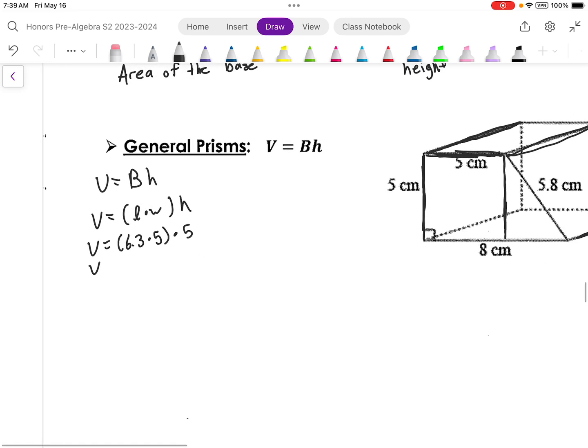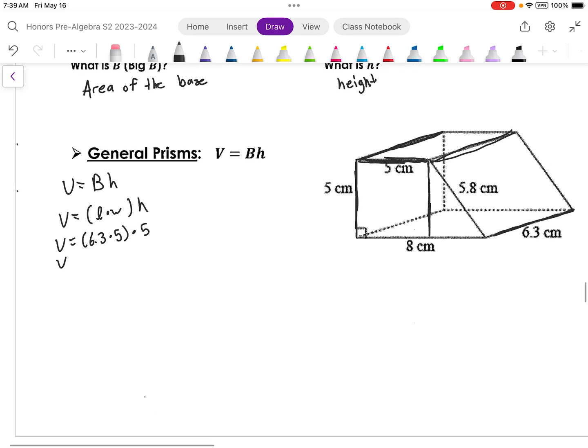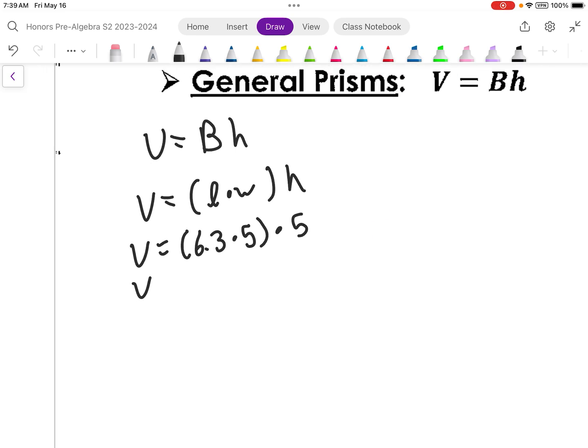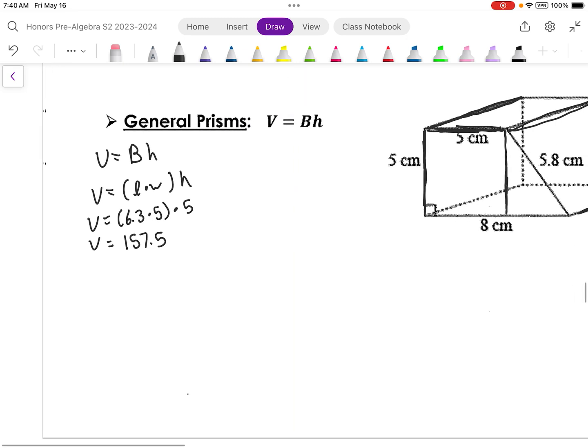One thing I want to mention: some people would argue that the length was 5, and some people would argue that the length was 6.3. It doesn't really matter. As long as you have the correct three side lengths, you're going to be completely correct. So just focus on getting the right measurements, and not so much on putting them in the right spot. If we multiply all three of these together, the volume of the square prism is 157.5 centimeters cubed.